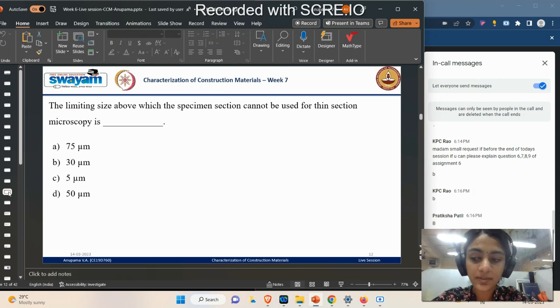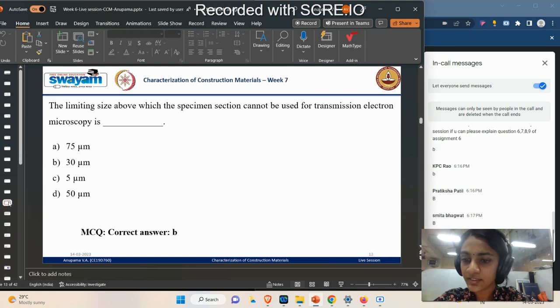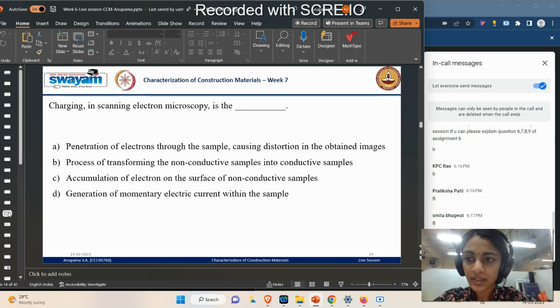What about others? Okay, so let's move to the correct answer. The correct answer is B, 30 microns. I don't think it requires further explanation. So 30 microns is the maximum size you can use for thin section microscopy. Okay, so let's move to the next question.